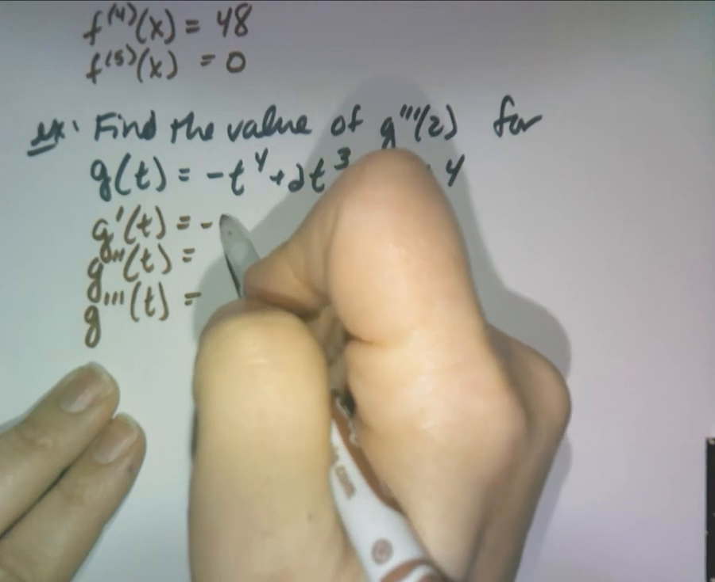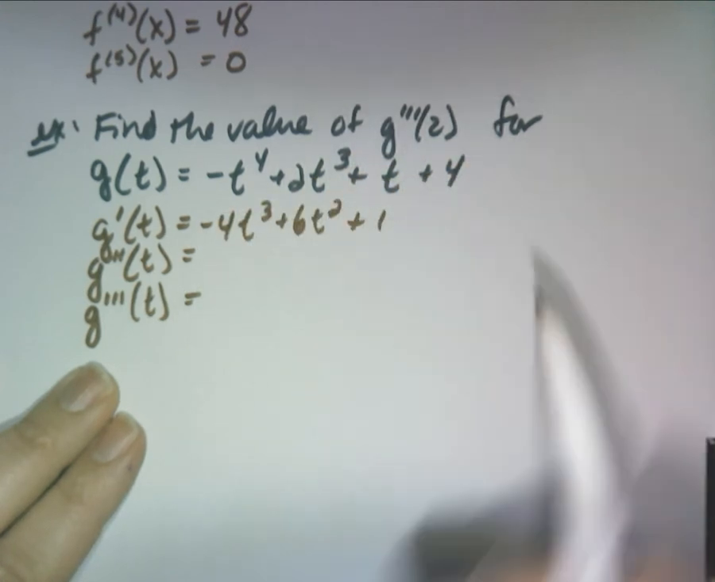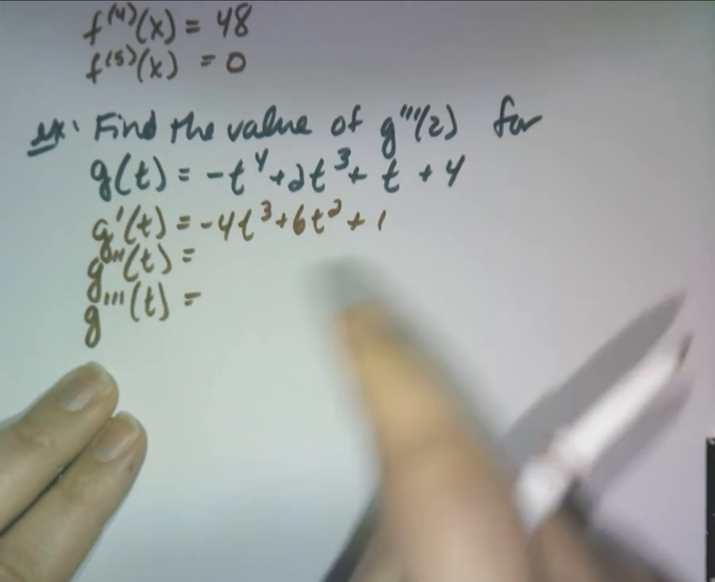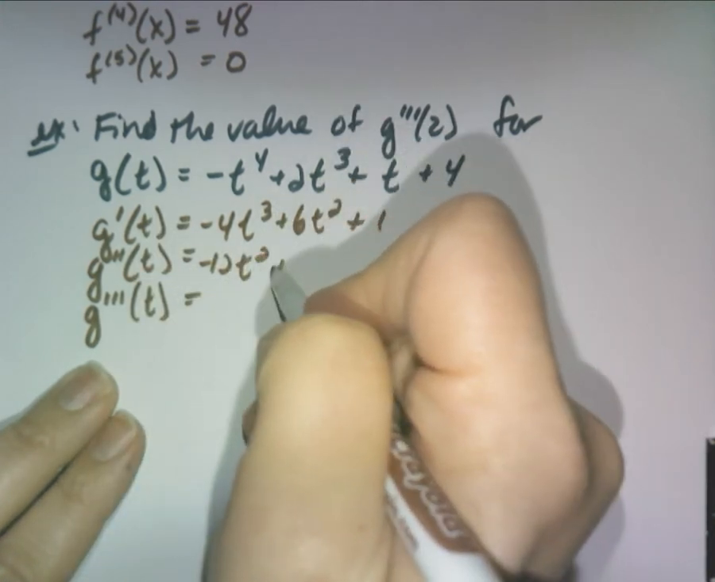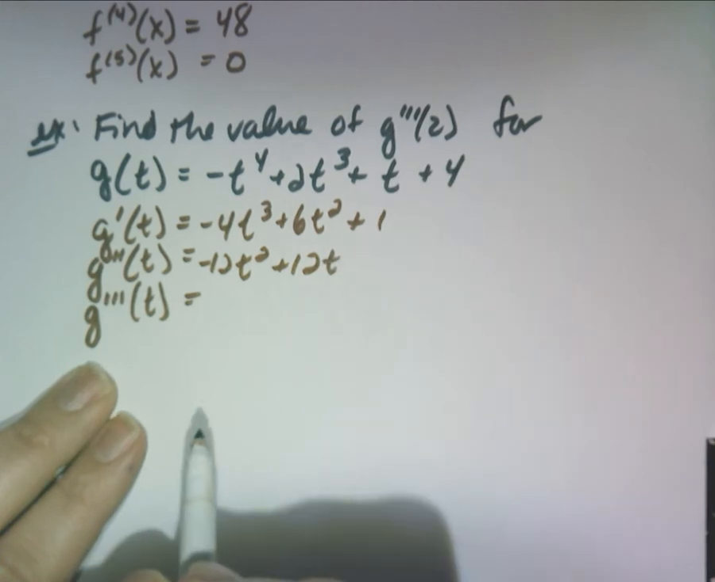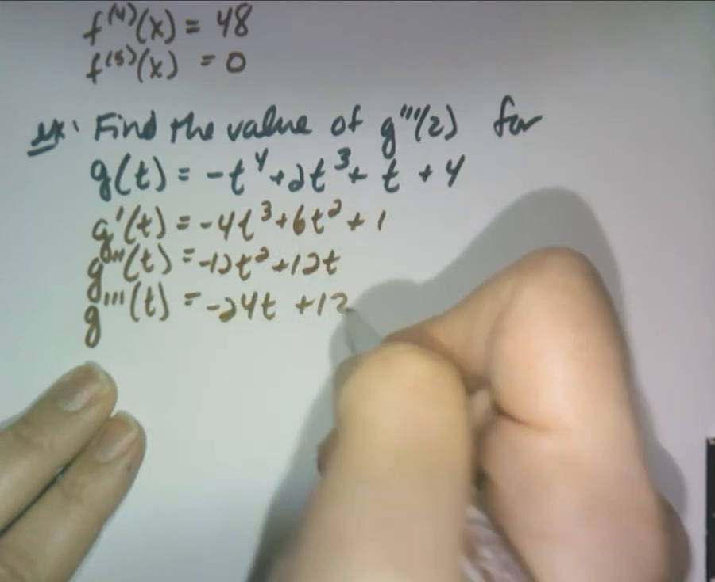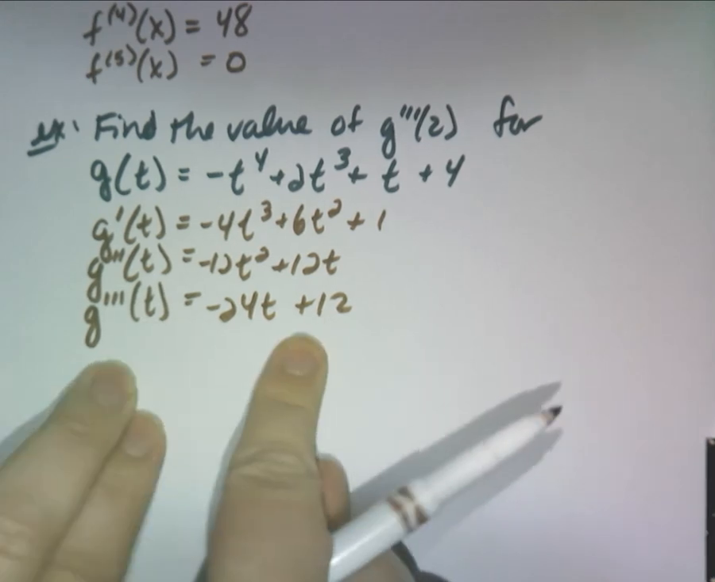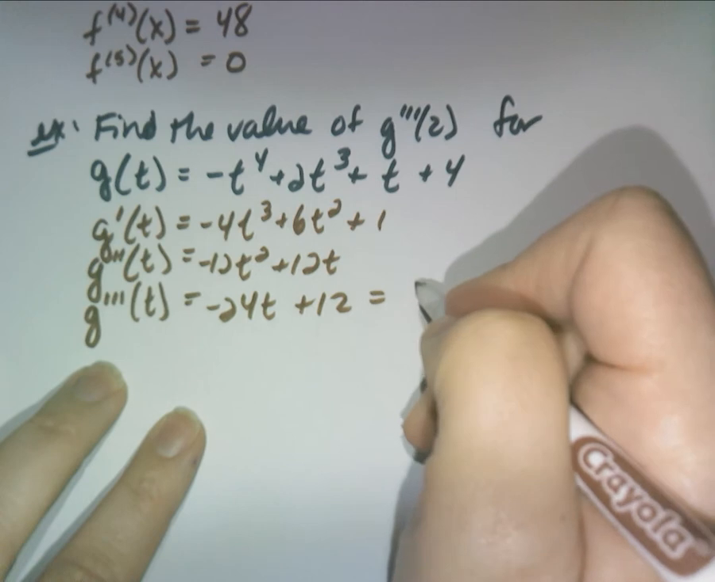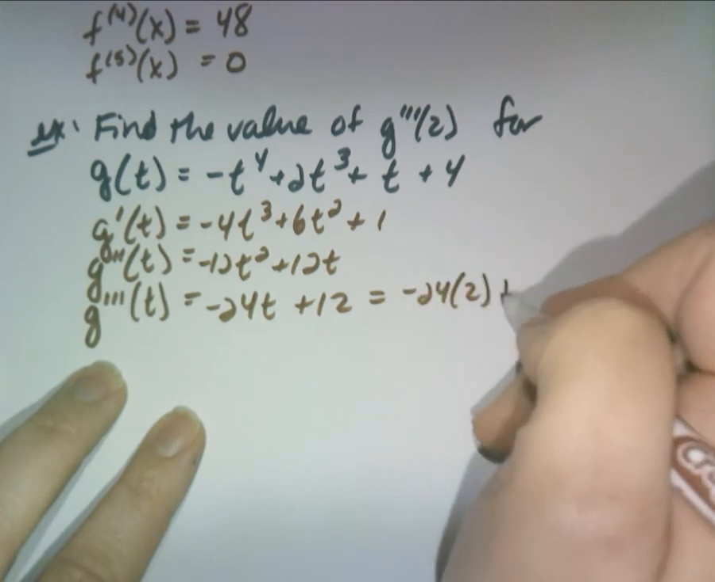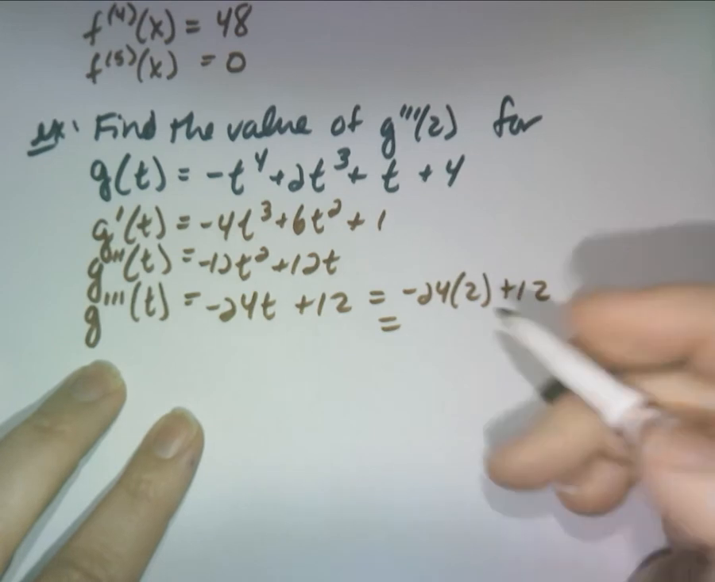So let's see, negative 4t cubed plus 6t squared plus 1. Right, the derivative of t is 1. This one would be negative 12t squared plus 12t. This one would be negative 24t plus 12. Now that I've gotten that function, now I plug in what? 2. And I would get negative 24 times 2 plus 12, which I believe is negative 48 plus 12, negative 36.